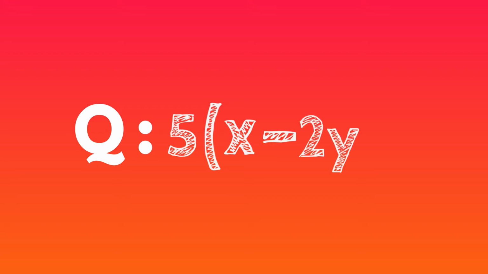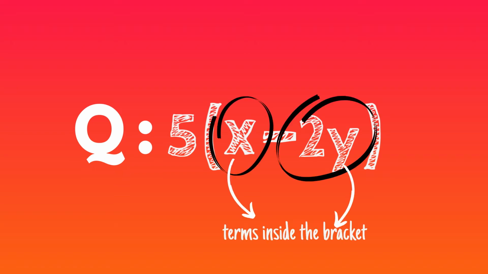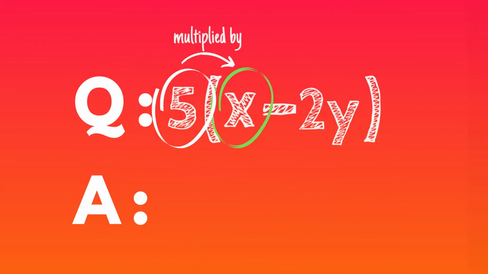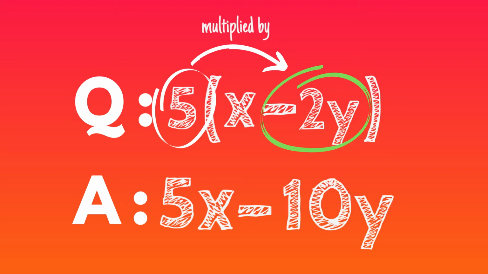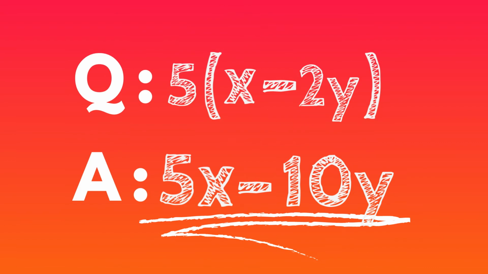We're going to look at the first example, number 1. 5, open bracket, x, take away 2y, close bracket. The term outside the bracket is 5, and the terms inside the bracket are x and negative 2y. So we are going to say 5 multiplied by x gives us 5x. Then 5 multiplied by negative 2y gives us negative 10y.